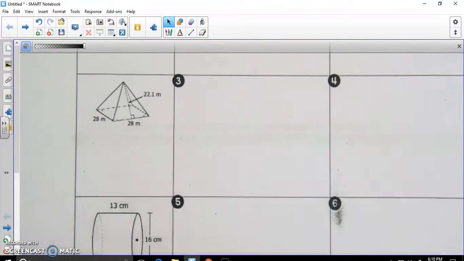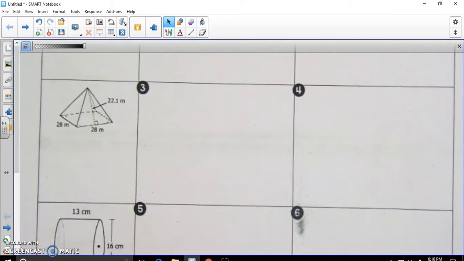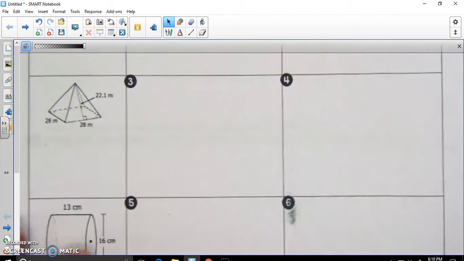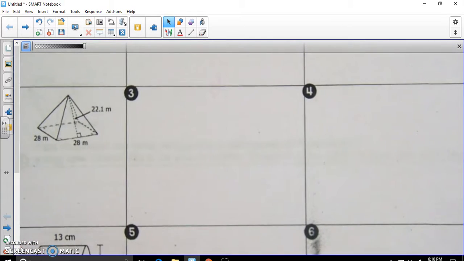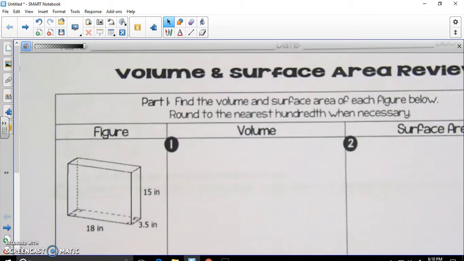All right, so we are looking over our answers for the volume and surface area review. If you had questions about the answer key, I'm going to show you how to do some of these questions, okay? So the first one, we're not really going to look at number 1 because that's a rectangular prism, so hopefully we should know how to do that.